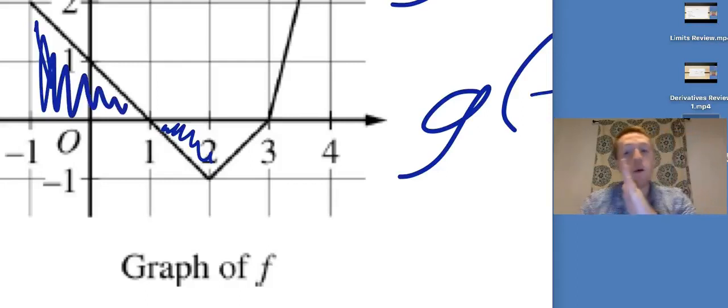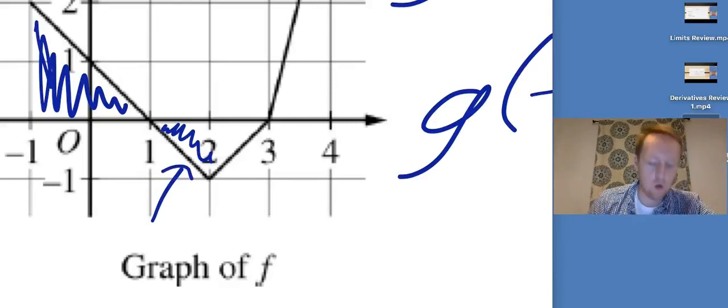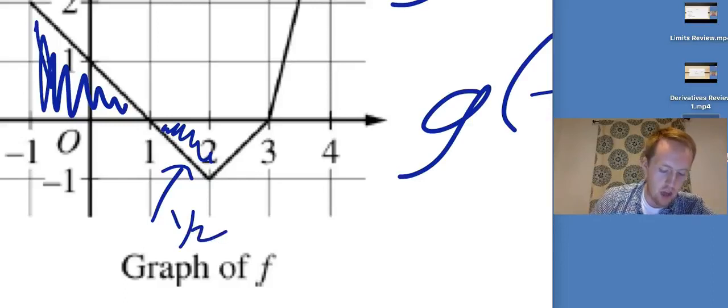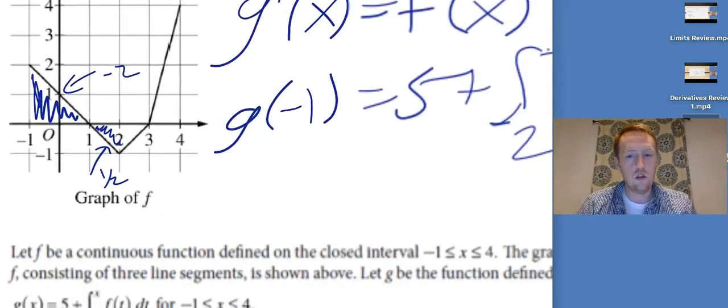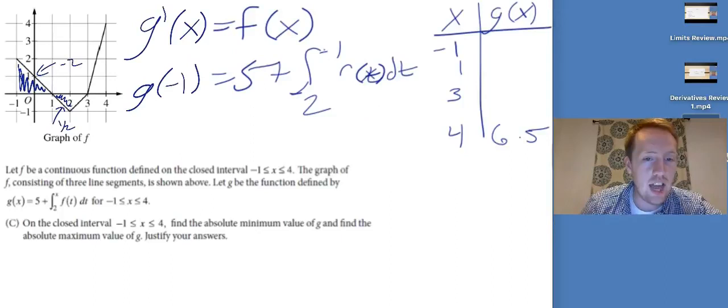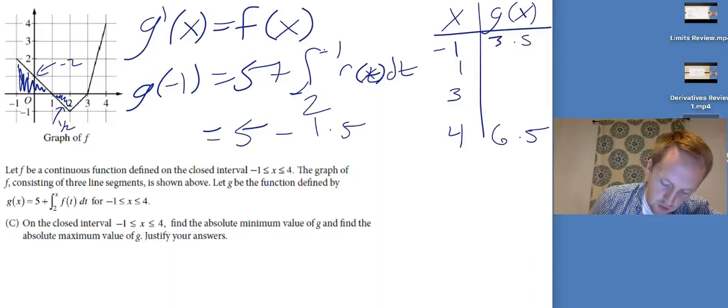Now, keep in mind, I'm going backwards. I don't know if that turned out to look backwards to you guys, but I'm going backwards. I'm starting at 2 and going backwards. So whereas this is normally a -1/2, I have to change the sign because I worked backwards. So this is a +1/2. And whereas this would normally be a +2, it's actually a -2 because I'm going backwards. So that integral ends up being -1.5. So this is 5 minus 1.5. So g of -1 is going to be 3.5.